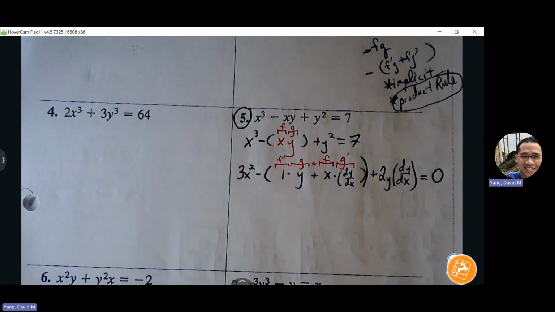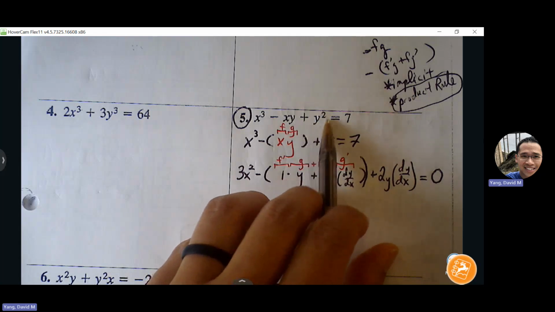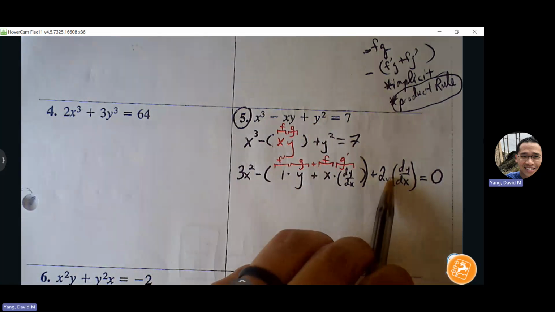Okay, question. Why do you incorporate the y with a dy dx, like the plus 2y dy dx? Why don't you just give it a 2y? So the rule is that anytime you come across y, you find the derivative of y, and then immediately after that you attach the dy dx. So that's what we do for all of the y variables.